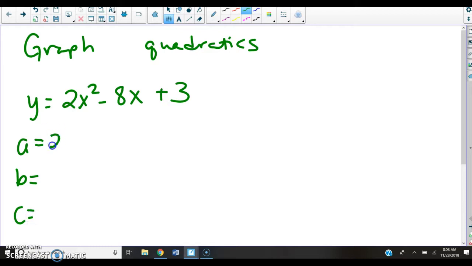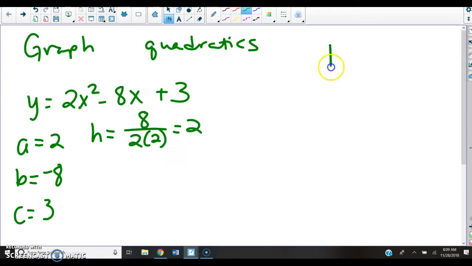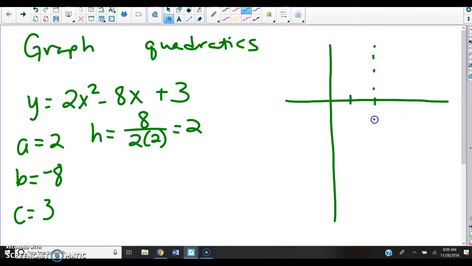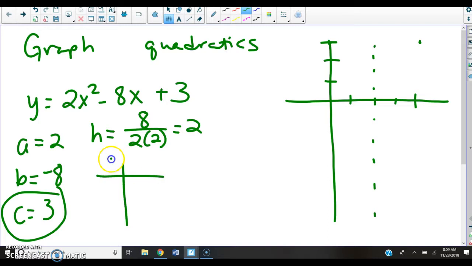So I want you to identify a, b, and c. When you find the axis of symmetry, the opposite of b would be 8 over 2a. 8 divided by 4 is 2. So that's our axis of symmetry. And we know that c is your y-intercept, and use symmetry, and then we made an xy table.